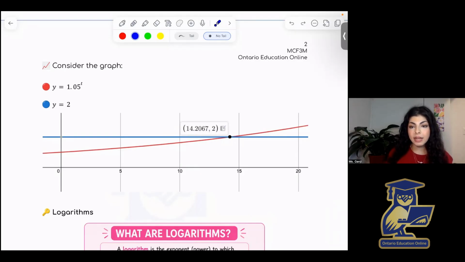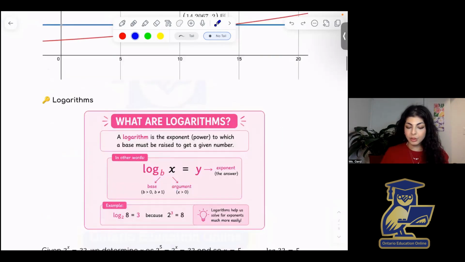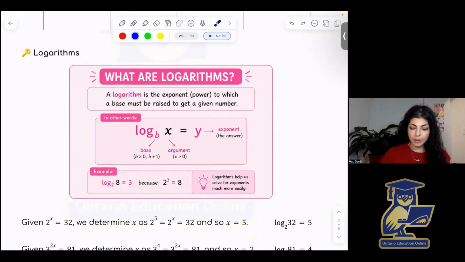And that's exactly what logarithms are doing for us as well. They're telling us at what point this is intersecting, for this exponent value here to produce an output of 2. And you can now try for yourself. 1.05 to the power of 14.21 will give you 2. Let's see what logarithms are.